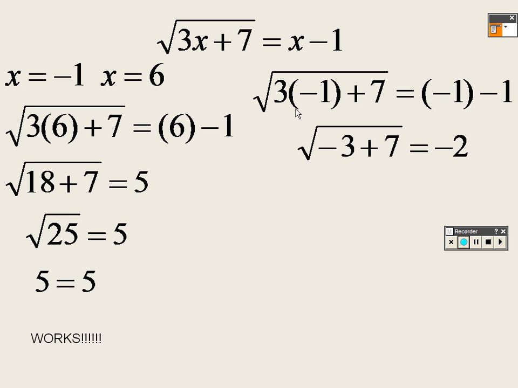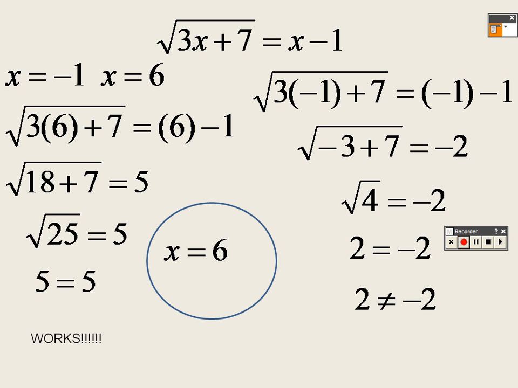So plug in a negative 1, I get 4 on that side, so the square root of 4 is 2. Over here I get a negative 2. Not the same, so they do not work. So only the 6 appears to be working in this problem.